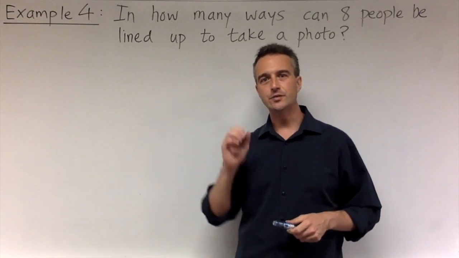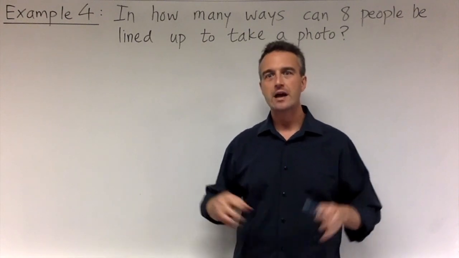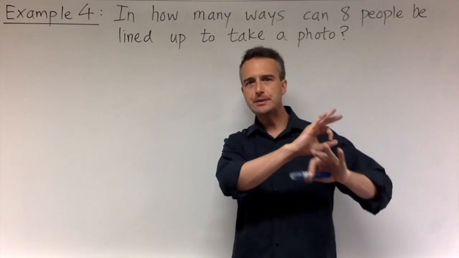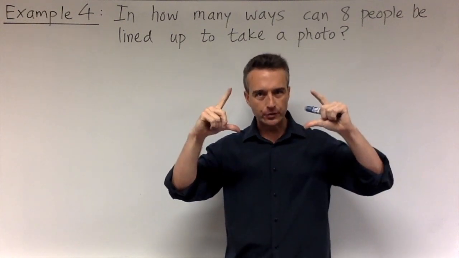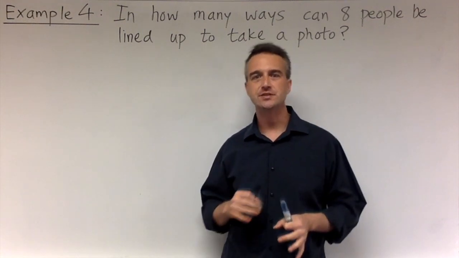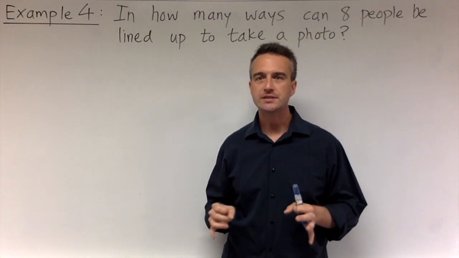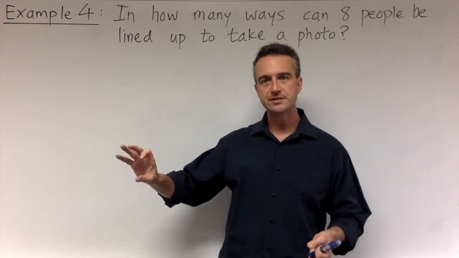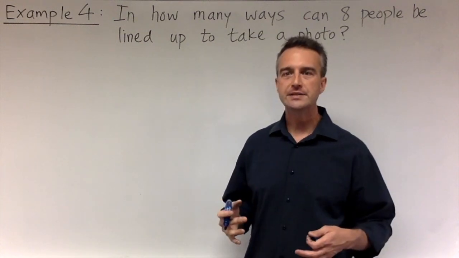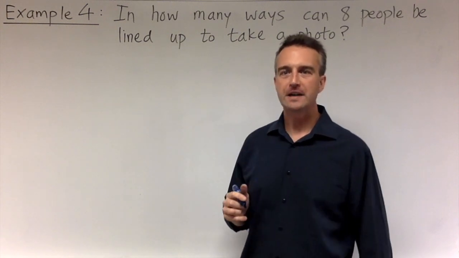Let's take a look at another example. Example 4. How many ways can we line up 8 people in a row to take a photo? This is an arrangement question, so this is about permutations. We are simply arranging 8 objects in a straight line. How many ways can this be done? Simple. Factorial 8.